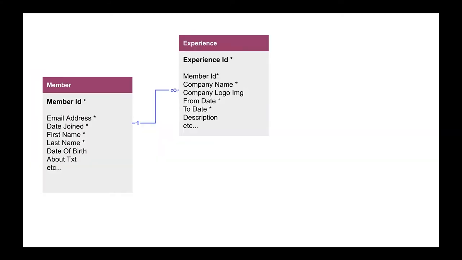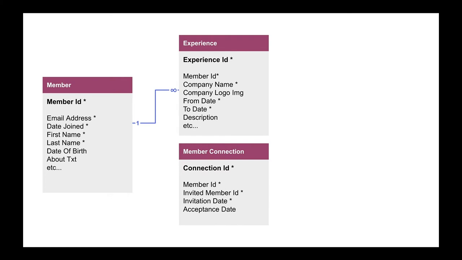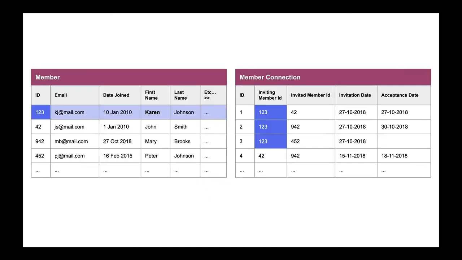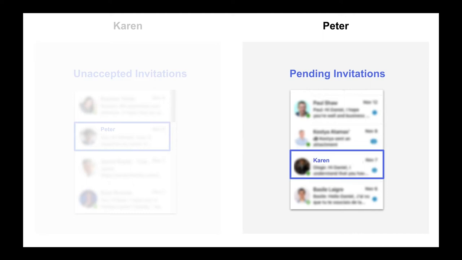Now, let's look at members connections. The relationship is many-to-many, meaning any member can have multiple connections and any connection can as well have multiple members. So looking into the tables, we can see Karen, as the inviting member, invited John, ID 42, Mary, ID 942, and Peter with the ID 452. We can also see John and Mary accepted her invitation, while Peter is yet to accept the connection invitation. This means for Karen, Peter will show as an unaccepted invitation, while for Peter, Karen will show as a pending invitation.